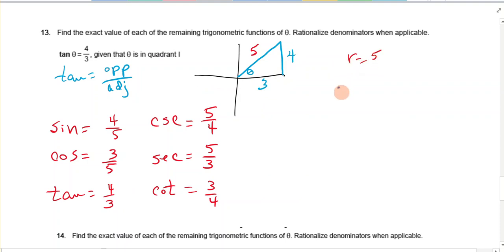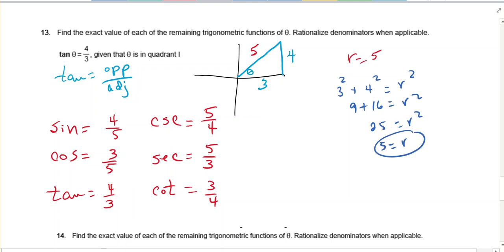How did we do that? We said 3 squared plus 4 squared is equal to r squared. So 25 is r squared and 5 is r. Then when you have that, go ahead and do the first 3. Tan is 4 over 3. Cosine is adjacent over hypotenuse, so that's x over r, 3 over 5. Sine is opposite over hypotenuse, that's 4 over 5. Once you have those 3, you just flip them and you get these over here.